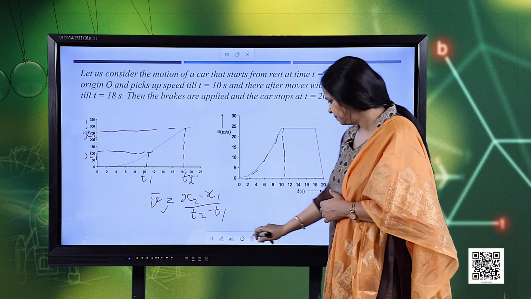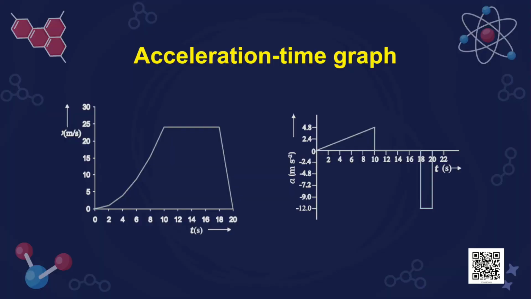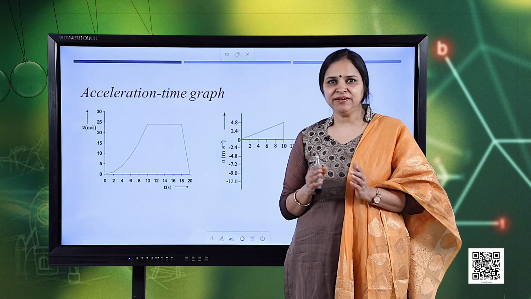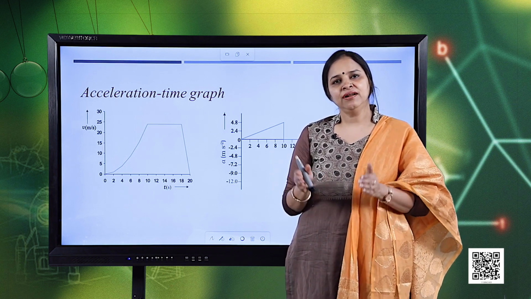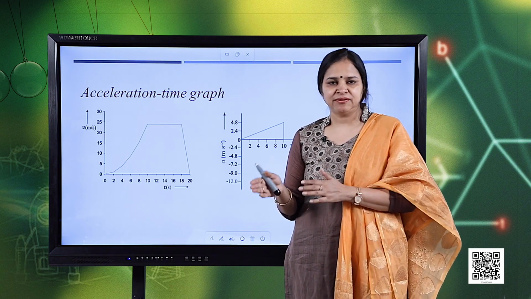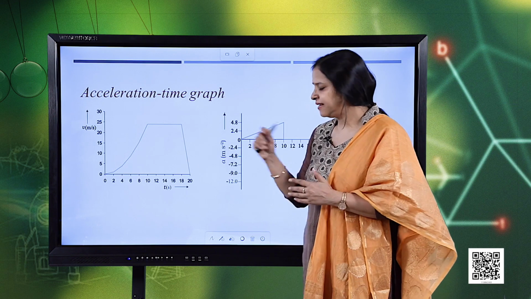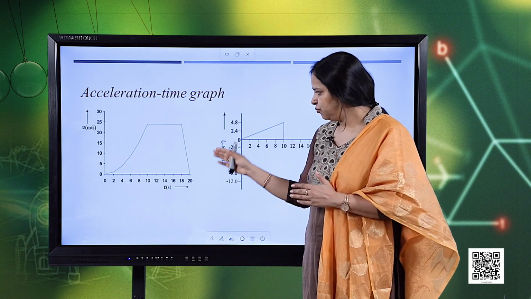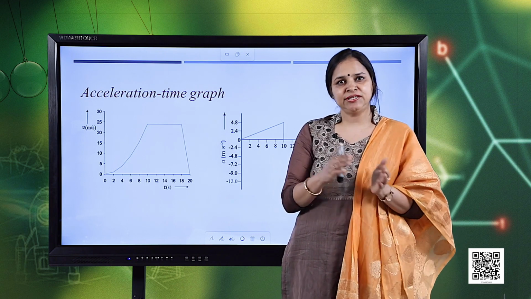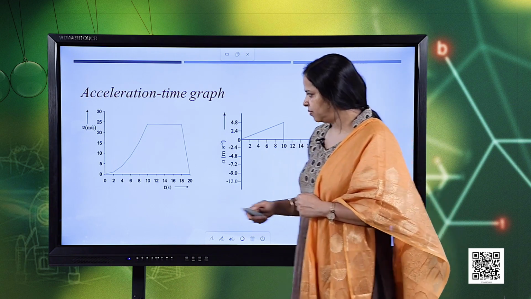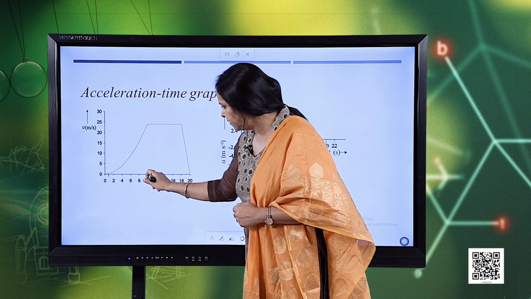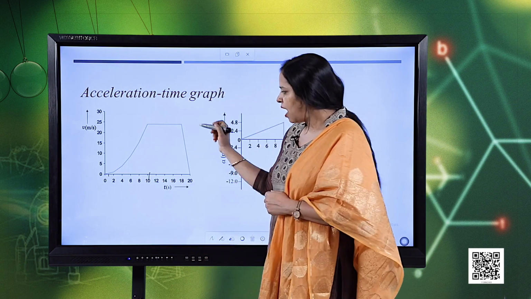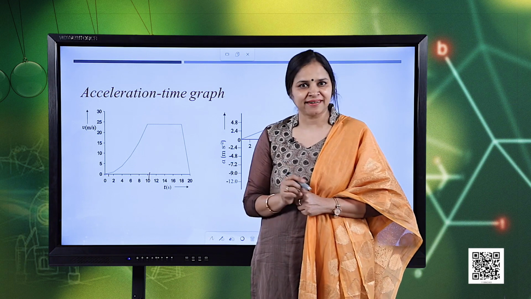Now, let us talk about how we can study acceleration using these v-t graph and x-t graph. Let us see how we can determine acceleration using this velocity time graph. We will study the graph in 3 stages: first between 0 to 10 seconds, then between 10 to 18 seconds, and then 18 to 20 seconds. First, let us talk about the interval from t equal to 0 to t equal to 10 seconds. So, how do we find the instantaneous acceleration?